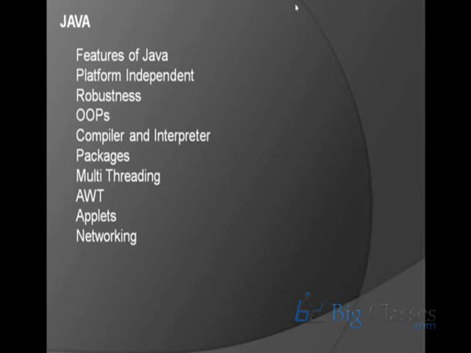And then packages. By using packages, you can define a set of classes as public. That means you are going to use these classes and their member functions anywhere and in any program. So that is the use of packages. And multi-threading: executing several processes simultaneously is called multi-threading. A thread is nothing but a process.